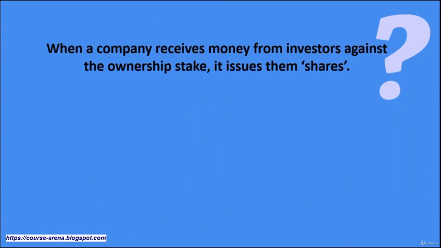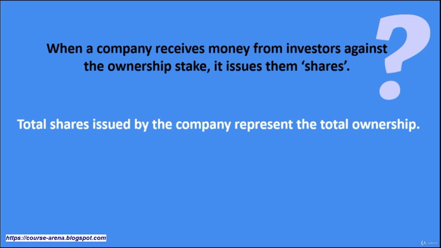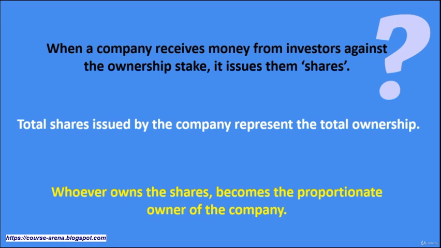Let me explain. When a company will be receiving money, the ownership capital from investors, it has to issue them shares, which means that if as a business I am receiving the ownership capital from thousands of people, I will be giving them shares against their investment, and the more money I receive from someone, the more shares I have to issue them. And what does that mean? The total shares issued by a company represents the total ownership of the business, and whoever owns those shares becomes the proportionate owner of that company.